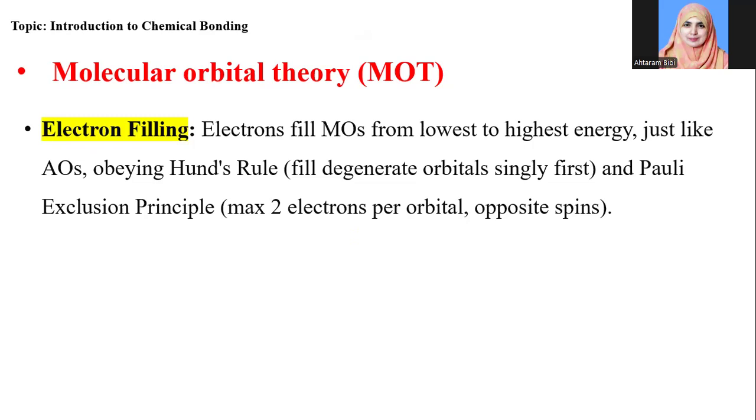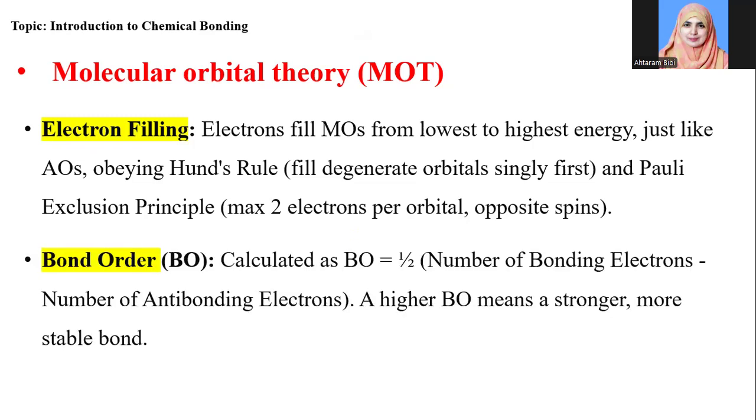Just like atomic orbitals obey Hund's rule, degenerate orbitals are filled singly first, and by the Pauli exclusion principle, a maximum of 2 electrons per orbital with opposite spin. So, on the basis of these rules, the various orbitals are filled from lower energy to higher energy.